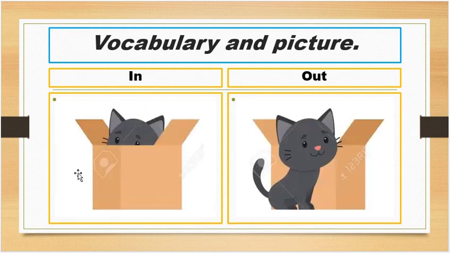Next we have in and out. If you see here, when we say in, you see the cat in the box. He hides himself in the box, so 70% of his body is covered by the box. While when we say out, you can see the cat's full body on the screen. He is outside the box, so we can see his body fully. While here we cannot see his body, only his head, ears, eyes, and eyebrows. So the opposite of in is out, and the opposite of out is in. They are antonyms. Don't forget.